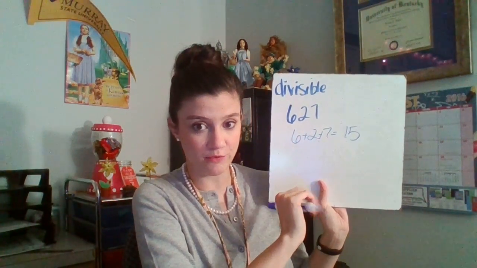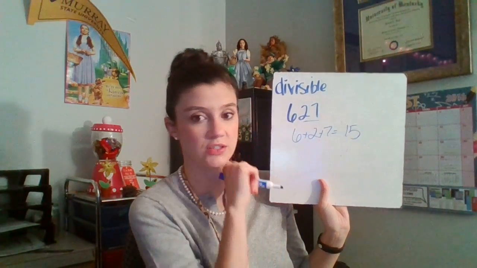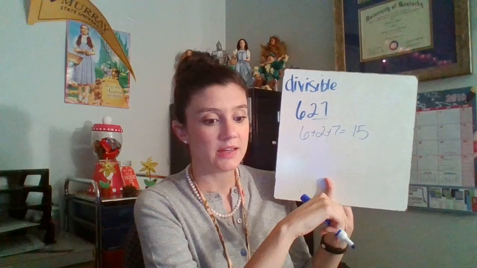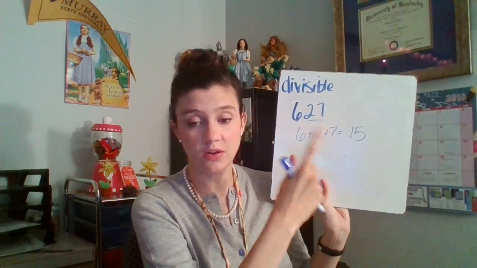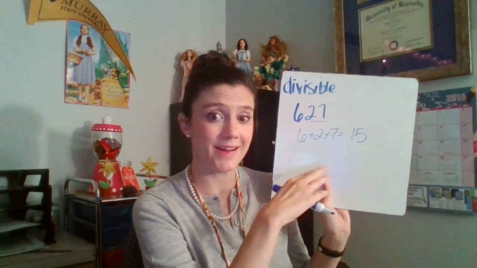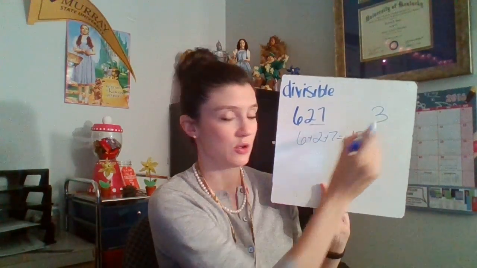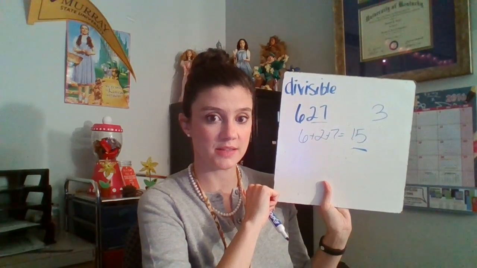It's not divisible by 4 because it's not even. It doesn't end in a double zero. These 2 digits are not a multiple of 4. It's not divisible by 5 because it does not end in 5 or 0. It's not divisible by 6 because, first of all, it's not even. It's not divisible by 9 because the sum of those digits is 15. 15 is not a multiple of 9. So the only one that 627 is divisible by is 3. So you would put a little X under the 3 by 627. So try to fill out the rest of that chart and we'll see how you do.